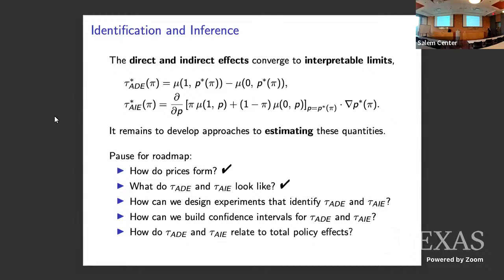Okay. So we're trying to study randomized trials in a potential outcome type specification in a marketplace design. We've answered two questions so far. How can we think about prices, and what are average direct and indirect type estimates here? They're familiar if we look at the econ literature on this. And now we can really get to the estimation part. How can we design experiments to identify the ADE and the AIE? How can we build confidence intervals for these things? And how can we relate these estimates to total policy effects of interest that we might care about for optimizing the system? Any questions?